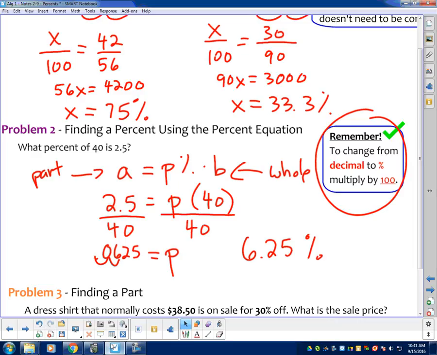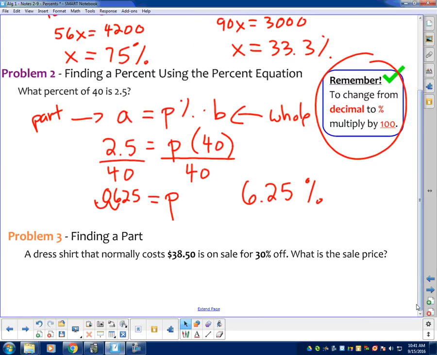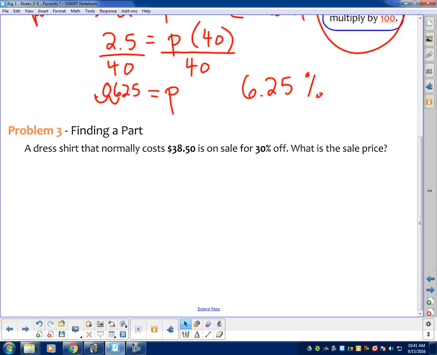That makes sense to me because 10% of 40 would be 4. And so 2.5 out of 40 is going to be less than 10%. 6.25% makes sense.